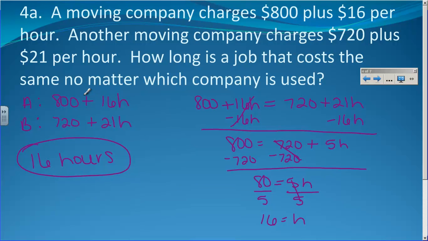So if you're going to move and it's going to take you exactly 16 hours to move, it doesn't matter which company you choose. However, if it's going to take you less than 16 hours, you're going to want to use the cheaper of the two companies. If you look at the two things, you can just plug it in and figure out which one is cheaper. But if you're going to want to go more than 16 hours, you will want to use the other one. But the point where they're equal is 16 hours.